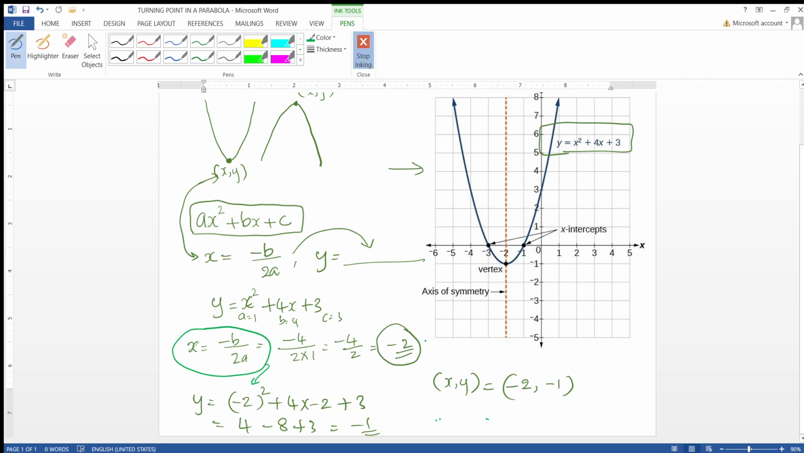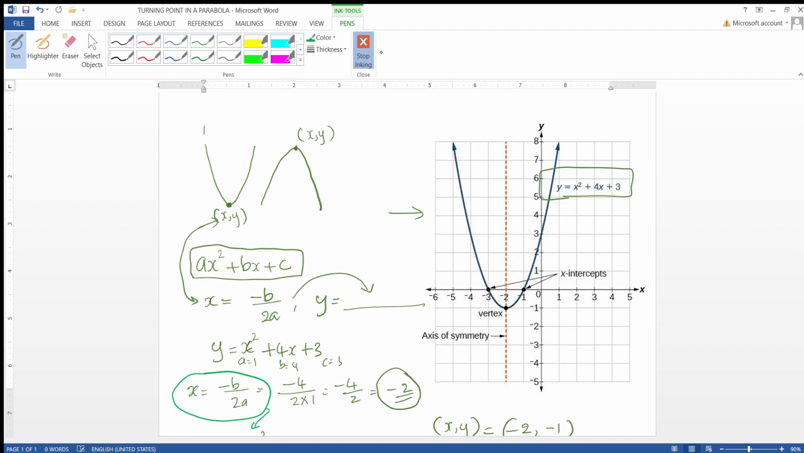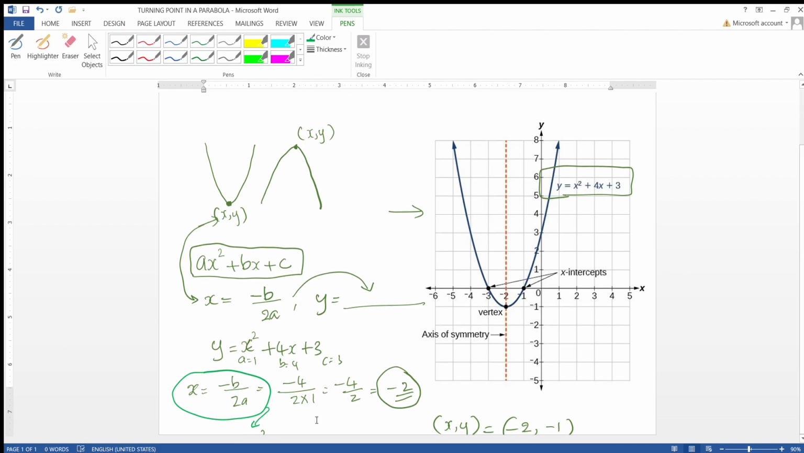It's using the completing the square method. Hope you remember that while solving quadratic equations we learned this technique, the completing the square method. So this is how it works.